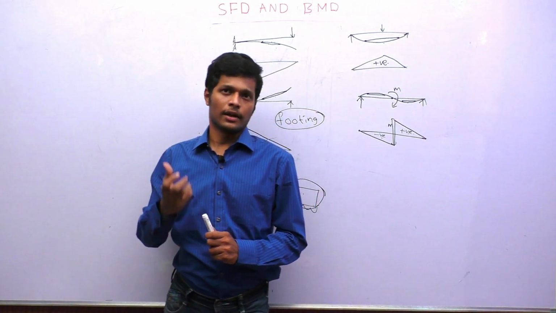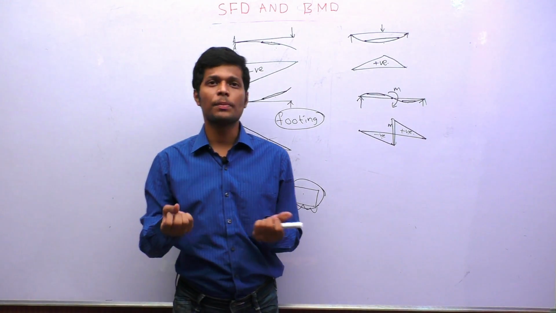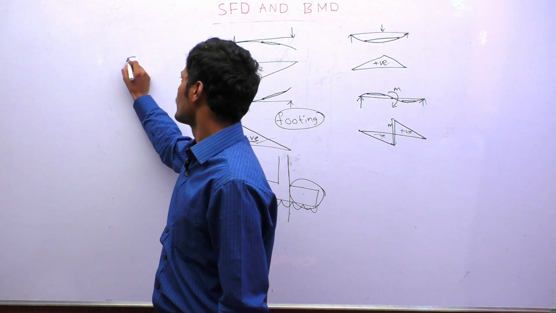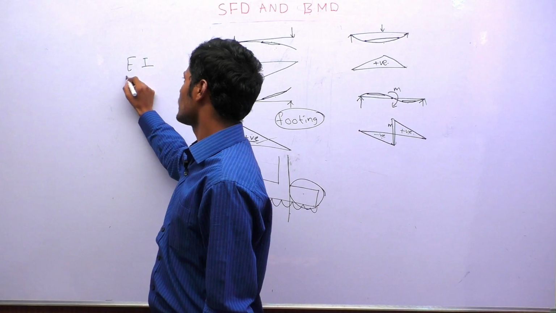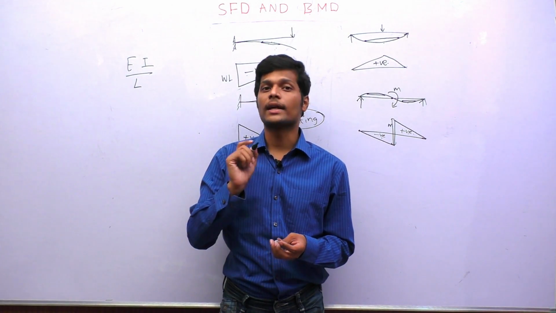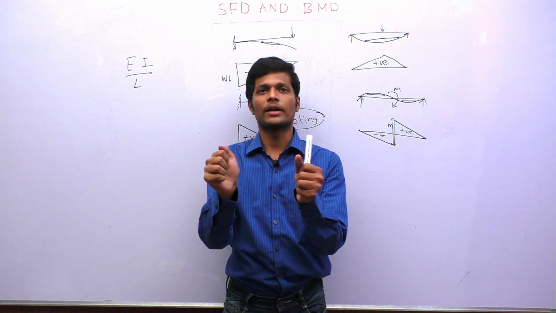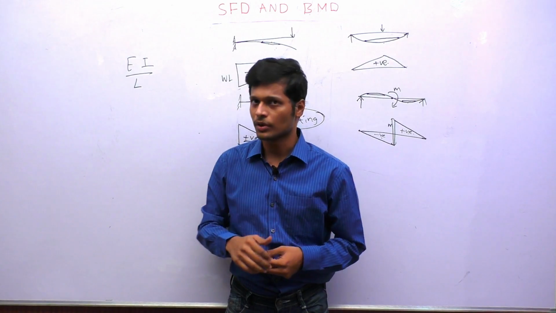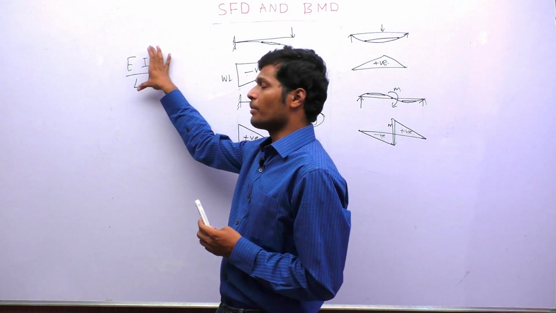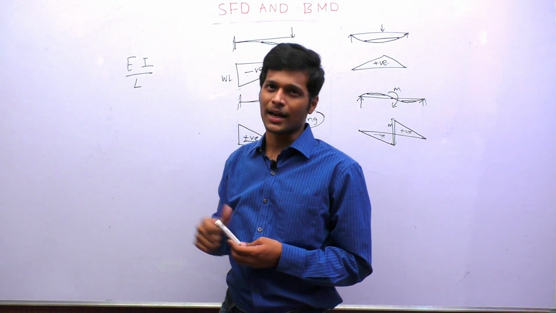So to take a structural element to show you the deflection, I should be able to bend it so easily, which means that it should have less flexural rigidity. And another thing is, it should be a ductile material. So if I am selecting a brittle material, if I deflect it, it will immediately break without showing you the deflection. So to show the deflection, I have to select a material which has less EI by L value, and it should be a ductile material.